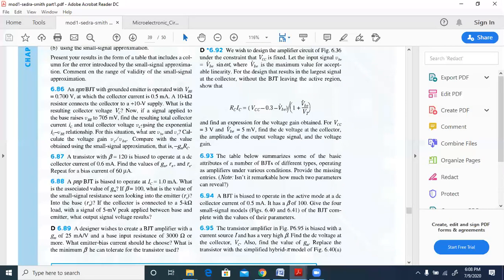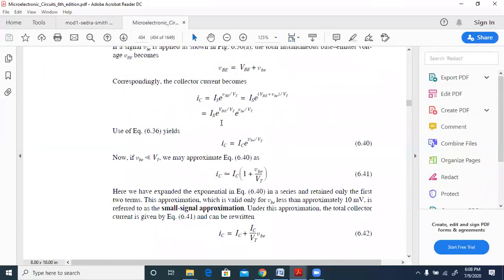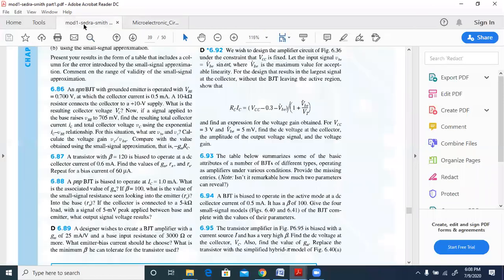Value. So using the exponential IC-VB relationship, he wants us to use the exponential IC and VB relationship. So what is the exponential IC and VB relationship? It is this. So what does he want us to find? He wants us to find the value of IC. How do you find that? We need to use this. IC is equal to IS e to the power VBE by VT. That is IS e to the power of VBE.